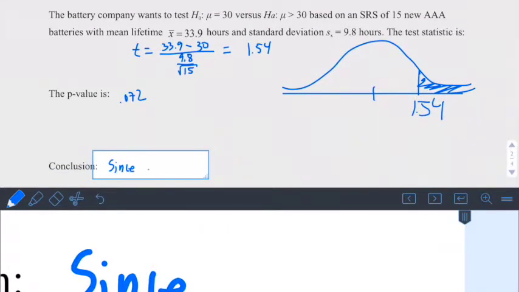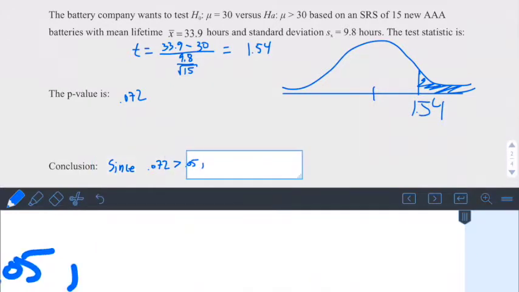Since our p-value, 0.072, is greater than 0.05, which was our alpha, we fail to reject the null hypothesis and cannot conclude that the mean battery life of the new AAAs is greater than the original.